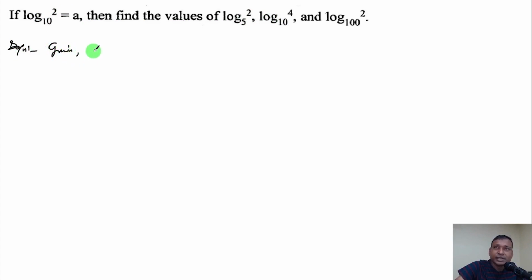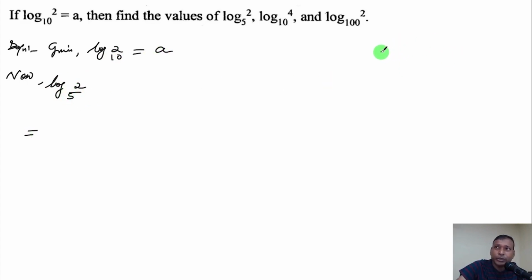First, let's write what is given. It's given log 2 to the base 10 equal to a. Now, first I'll find the value of log 2 to the base 5. You can see this is log 2 to the base 5, and here it is log 2 to the base 10. So I cannot write the value here directly, but I can do one thing. I will change it and write it in this form.